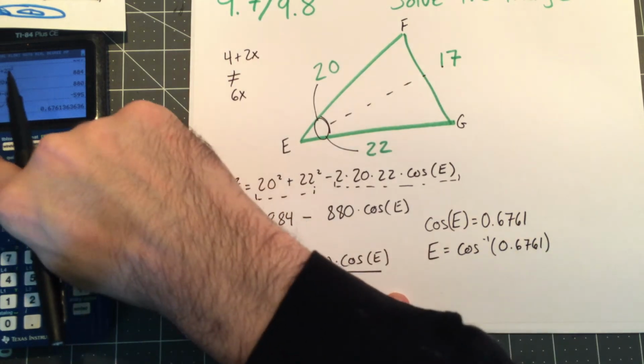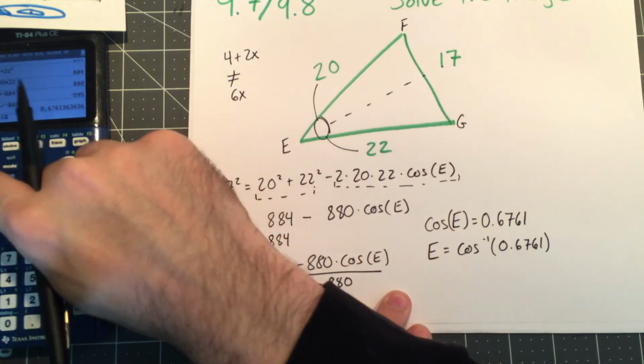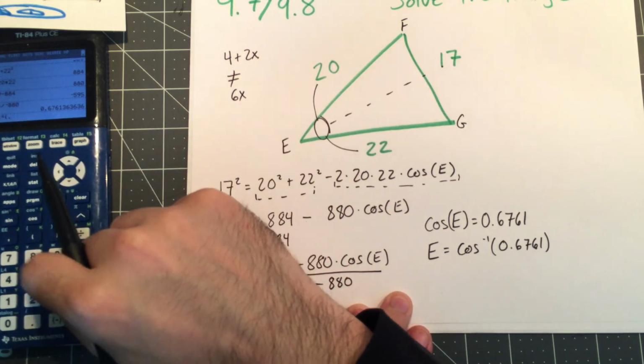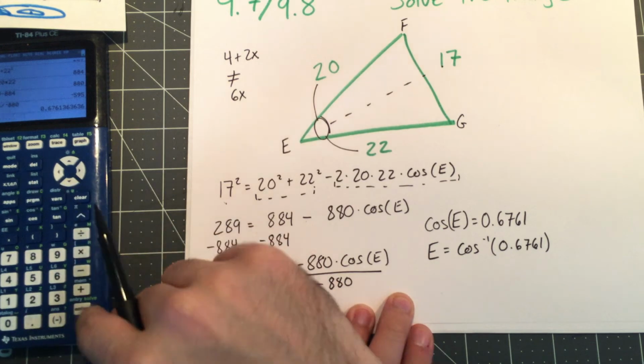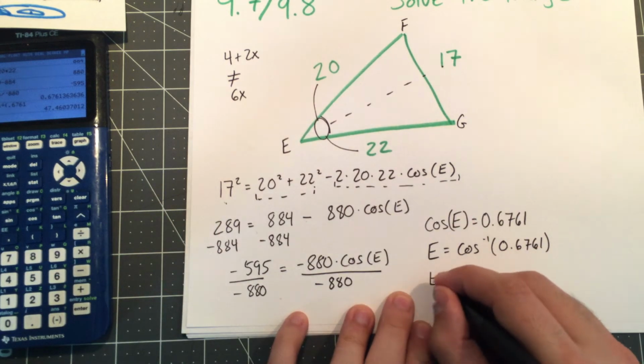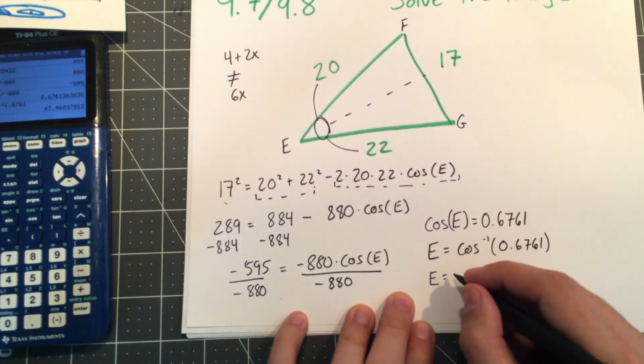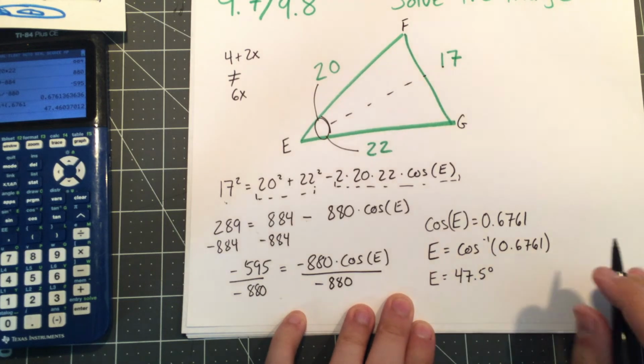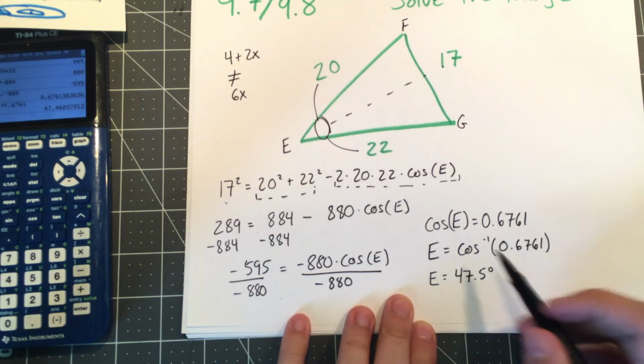Whichever one. If I'm looking up the angle, I'm doing the inverse cosine of 0.6761. And I get E to be approximately 47 and a half.